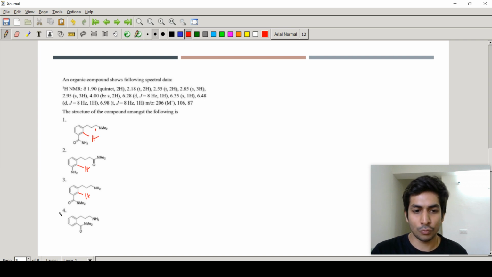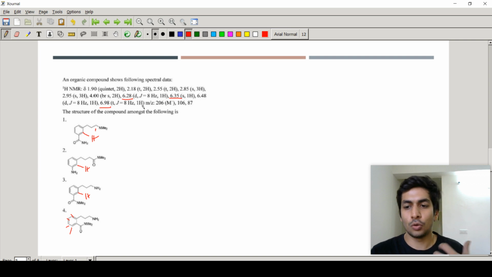Whereas in this particular fourth option, all hydrogens are adjacent to each other, so they will all split each other into different splitting patterns. So you will not observe a singlet. So you check in the aromatic region if you are getting a singlet or not. If you look at the aromatic region, 6.28, 6.35 and 6.98 are the protons in the aromatic region.